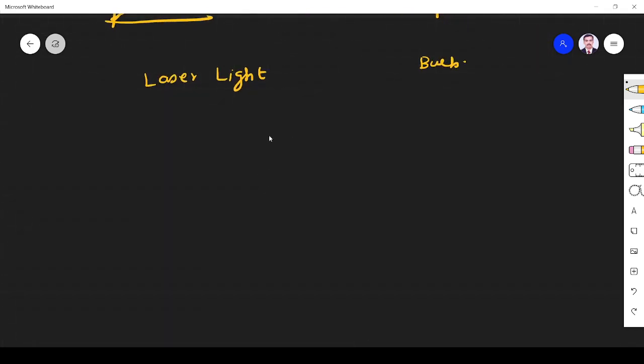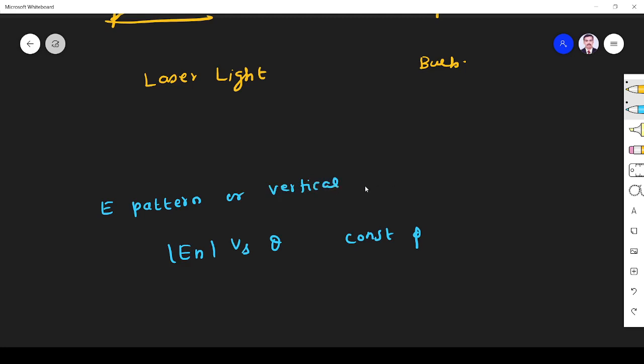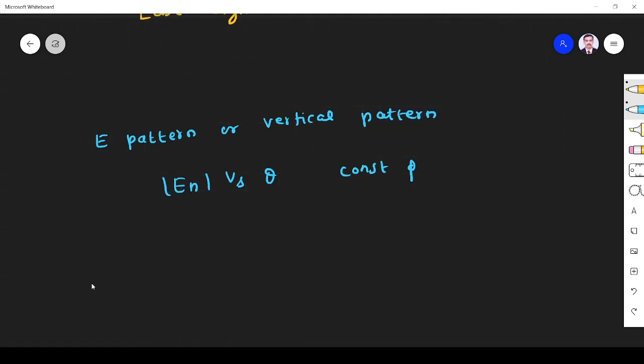Fine. So next what we have to know is radiation pattern. Just now we have studied about radiation pattern. We are having two types of radiation pattern. One radiation pattern is E pattern. E pattern is drawn between magnitude of electric field versus theta, for constant phi. It is called E pattern or vertical pattern. We have two types of radiation pattern. So one is E pattern and another one is H pattern. H pattern is also called horizontal pattern.